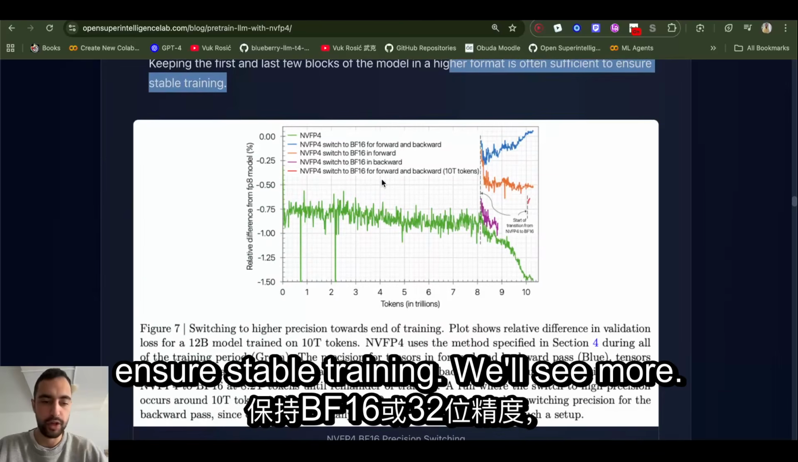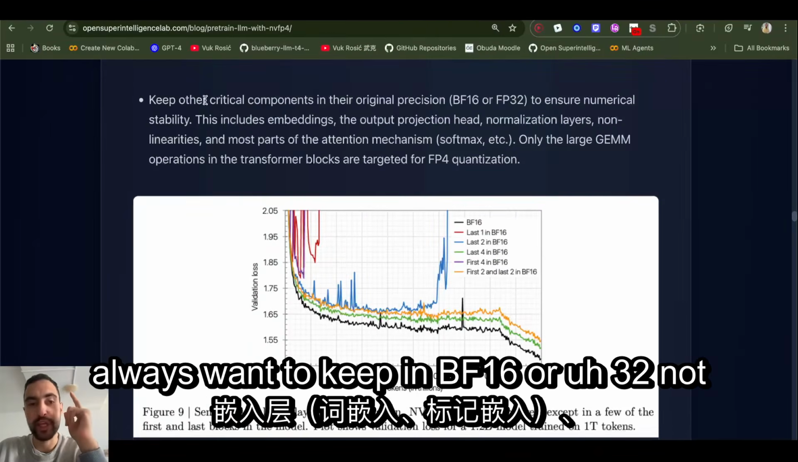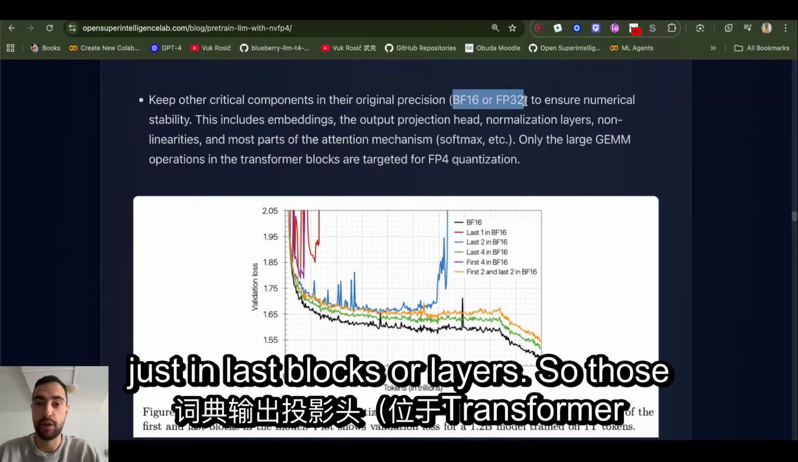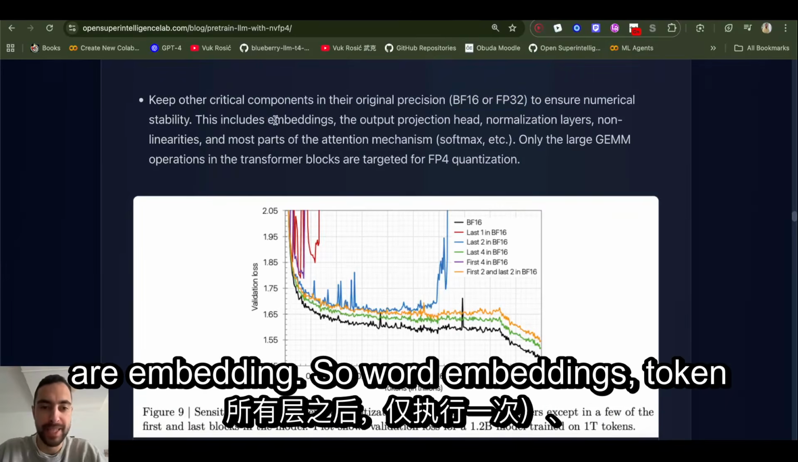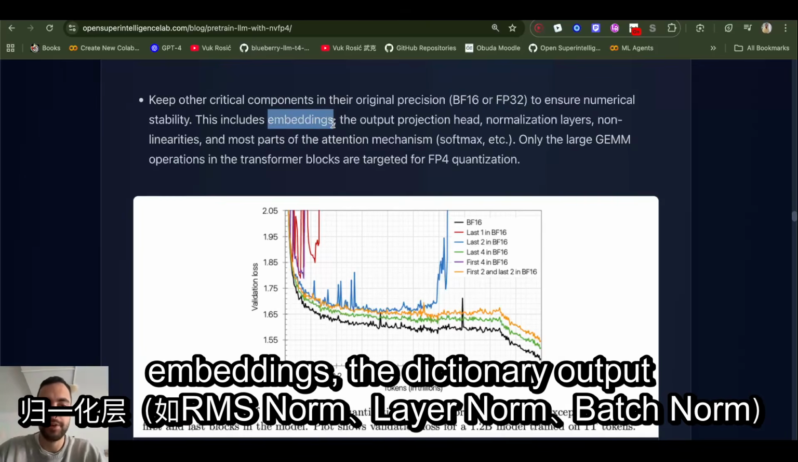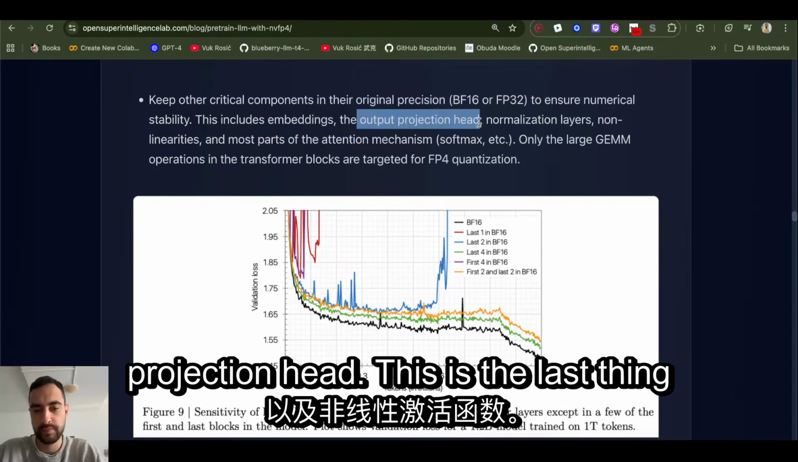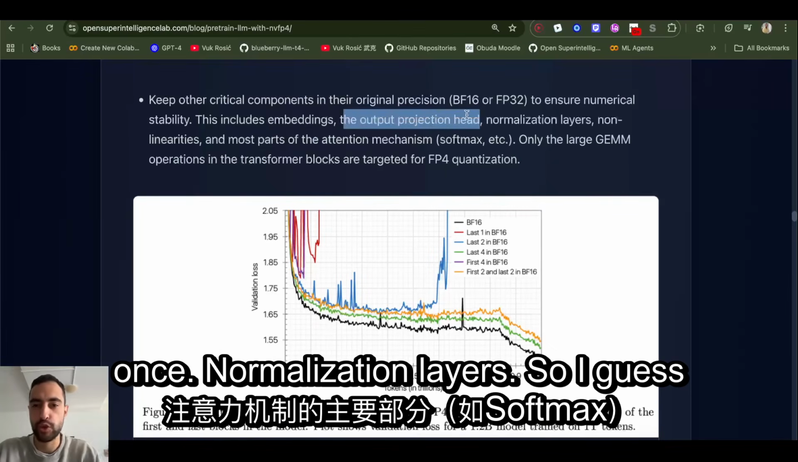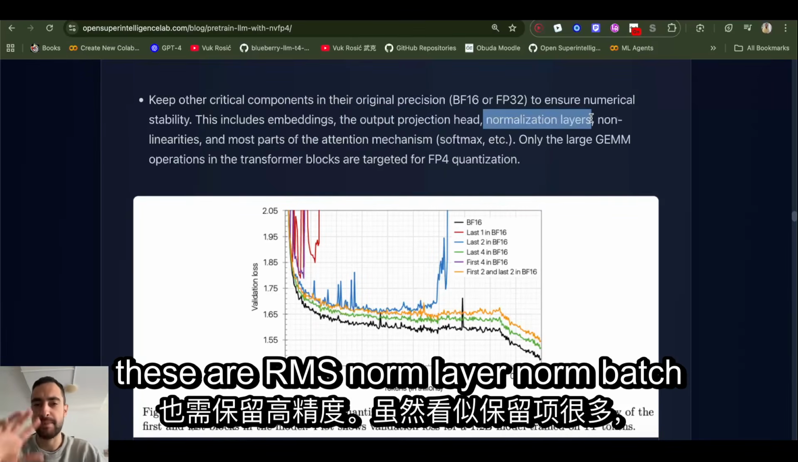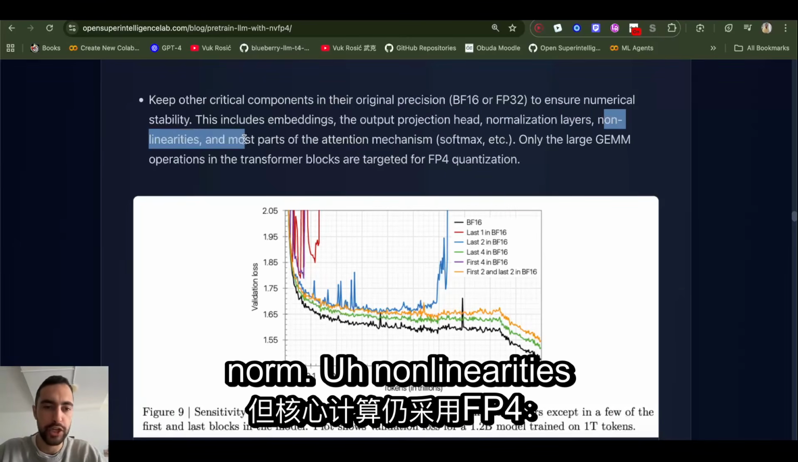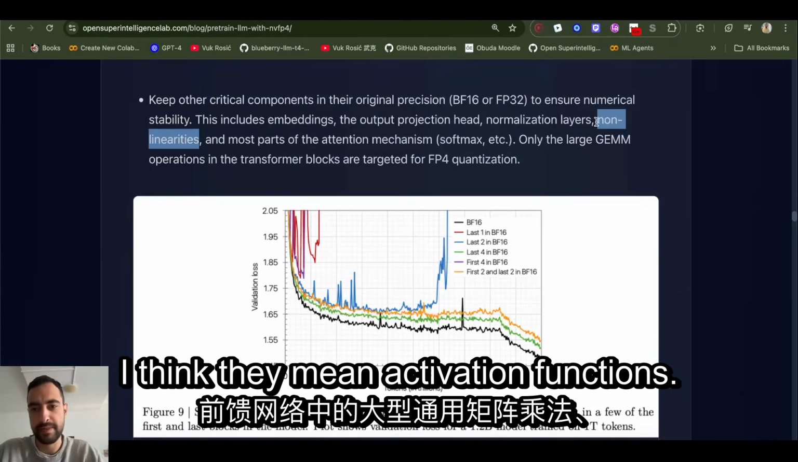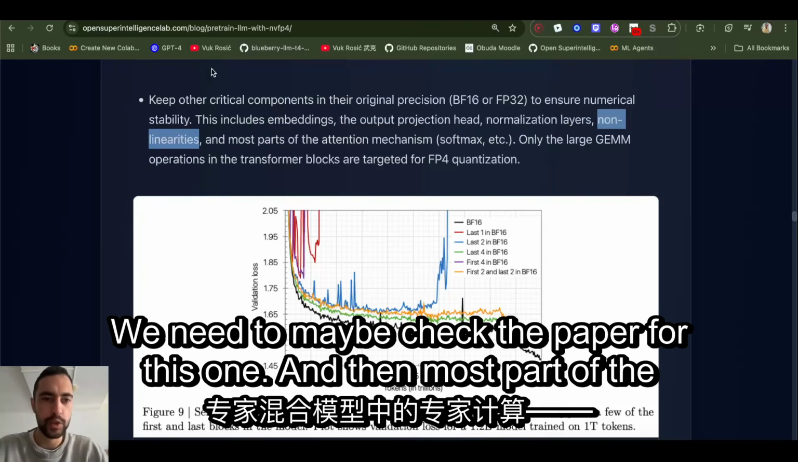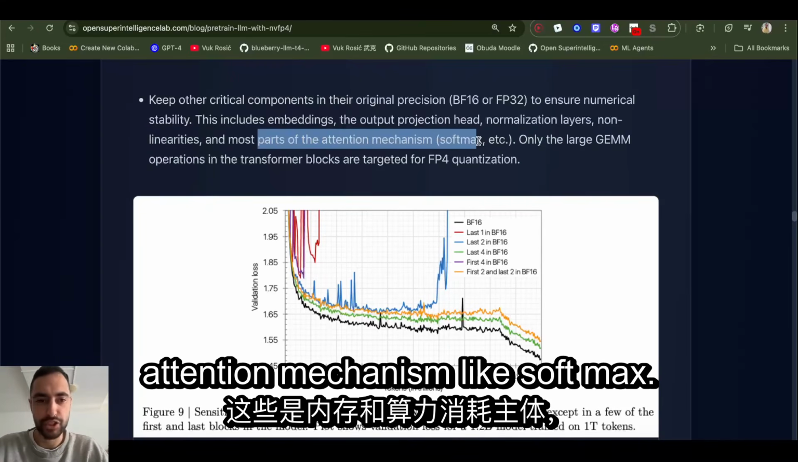We'll see more. There are also some components that we always want to keep in BF16 or 32, not just in last blocks or layers. So those are embeddings, so word embeddings, token embeddings, the dictionary, and the output projection head. This is the last thing after all of the layers of the transformer. This happens just once. Normalization layers, so I guess these are RMS norm, layer norm, batch norm. Non-linearities, I think they mean activation functions. We need to maybe check the paper for this one. And then most part of the attention mechanism like softmax.